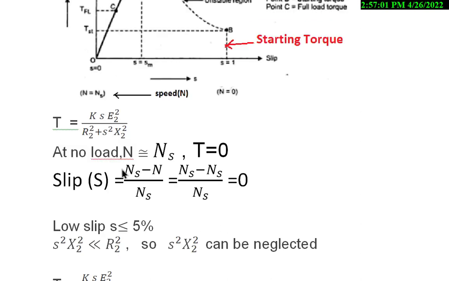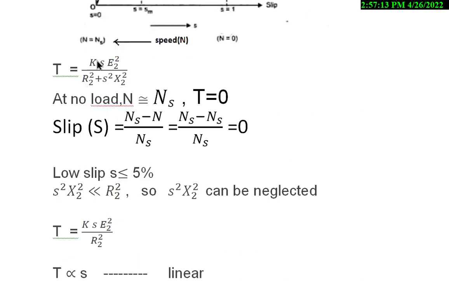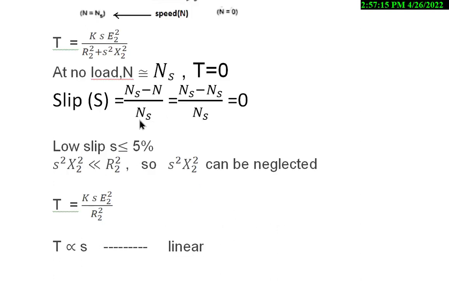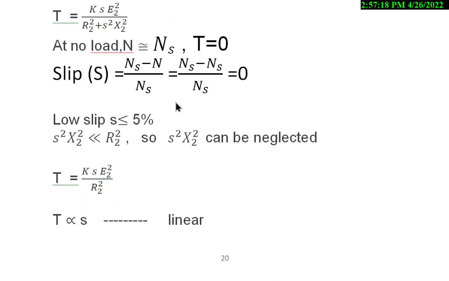So at no load, torque is 0, speed is high, that is Ns, and slip is 0. So torque is equal to 0 and slip is 0; this is the first point in the torque slip characteristic of the three-phase induction motor.